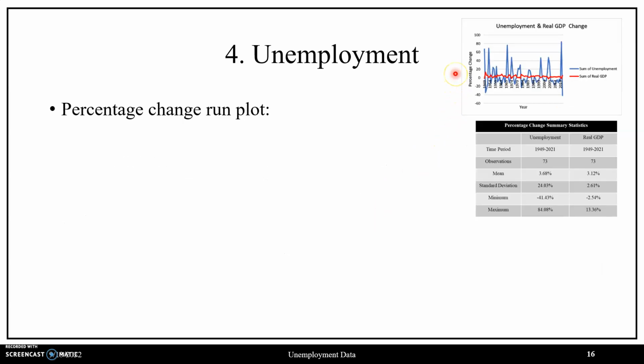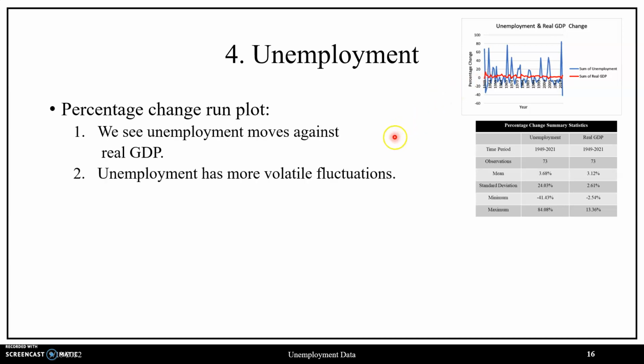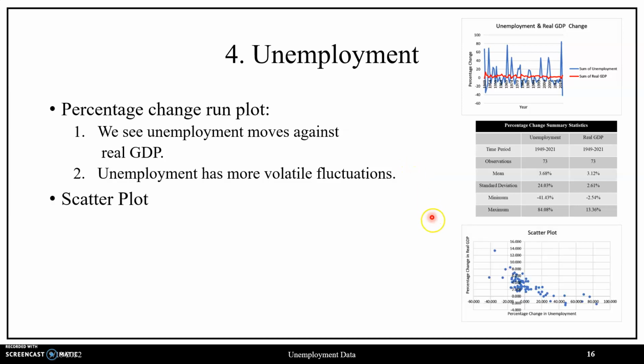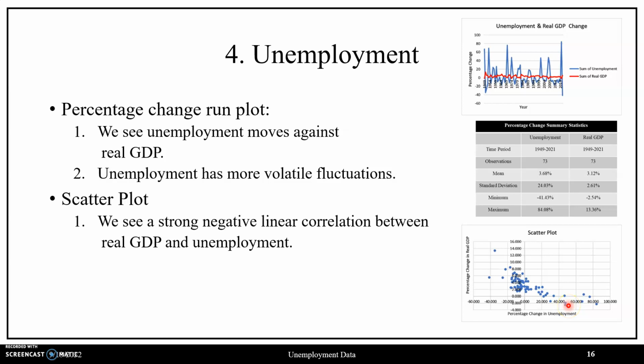Adding on our percentage change in real GDP, we see that it's a little bit difficult, but unemployment is moving in opposite directions to the percentage change in real GDP, and the fluctuations in unemployment are more volatile. Turning to our scatter plot, in which unemployment is on the horizontal and percentage change in real GDP is on the vertical, we see there's a clear negative correlation, from which we can conclude that unemployment is strongly countercyclical.